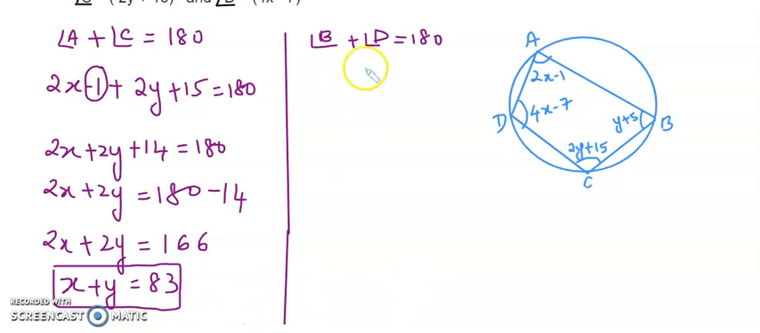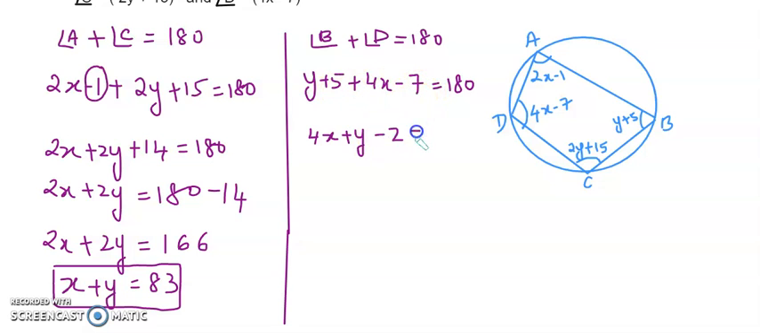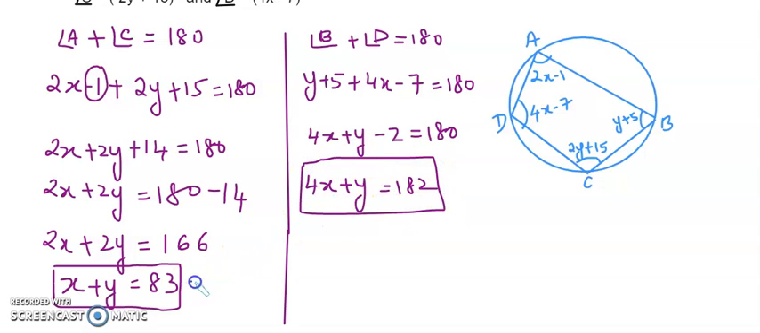Okay, let's take the next one. Angle B and angle D. What is my angle B? Y plus 5. What is my D? 4x minus 7, which equals 180. Let's take 4x first, then y, then 5 and 7. They are in subtraction, but 7 has a minus sign. So minus 2 equals 180. Shifting the 2 to that side, it will add up to 182. So we got two equations, one this one and the second this. You can go for cross multiplication, elimination or substitution, any method you feel. I think you can go for direct elimination because the y coefficient is the same, right?